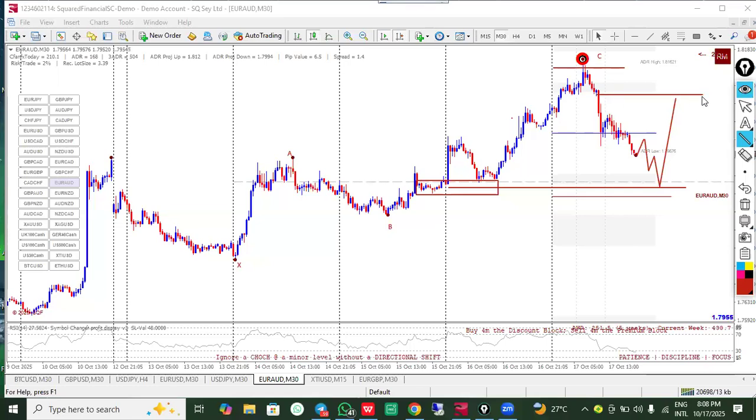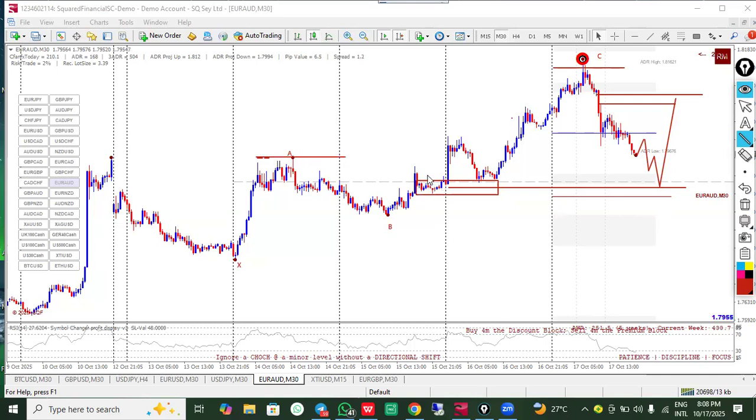Why will I target this level? There is a little inefficiency that exists around here. There is a little imbalance that exists around here. You can see that, right? So I can possibly look out for a comeback of price into this area. This is a breaker block. The last consolidation before our A was broken, the last consolidation before the break of structure.